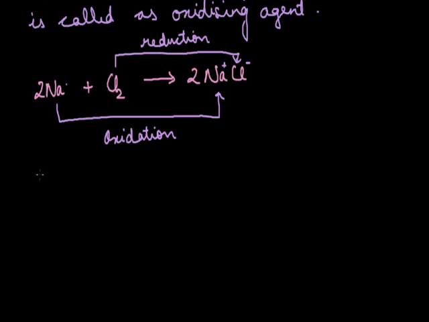In this case we can say that there is oxidation of sodium. So the oxidizing agent, that is the one which is causing the oxidation, is chlorine, and the reducing agent, that is the one that is causing the reduction of chlorine, is sodium. So in this way we can explain the oxidation reduction reaction.